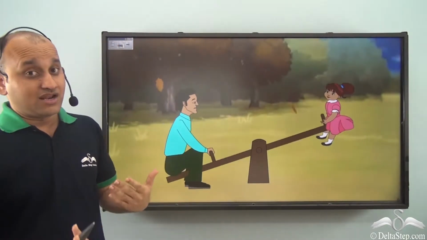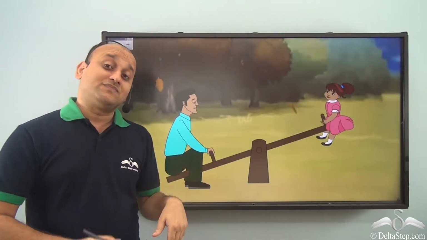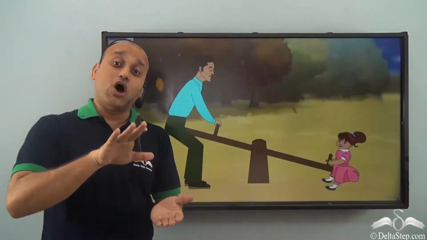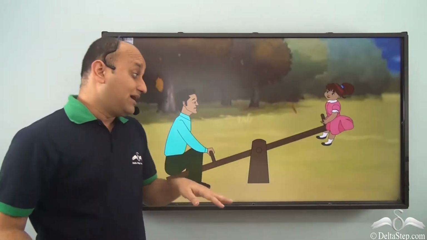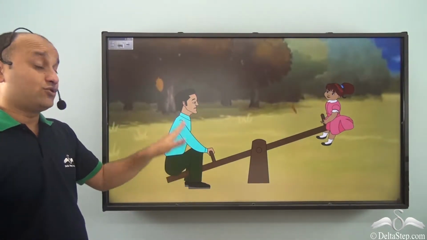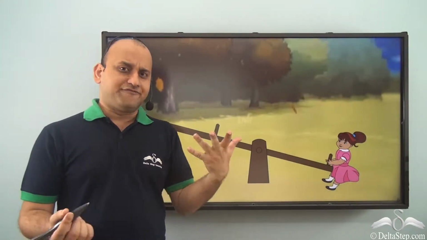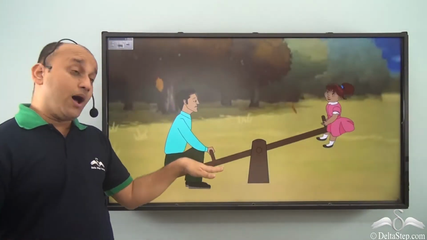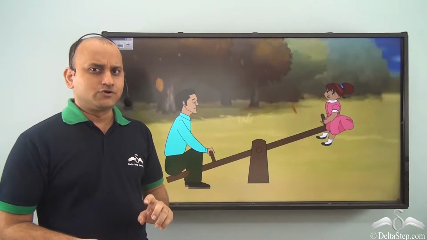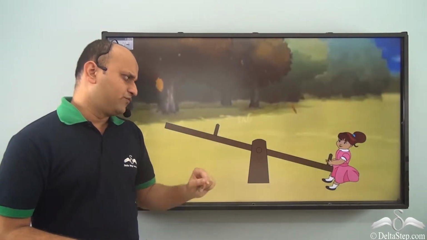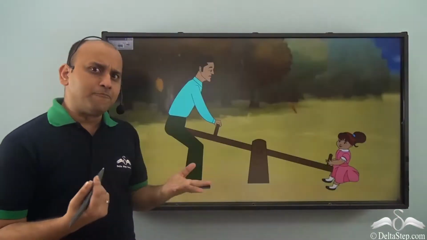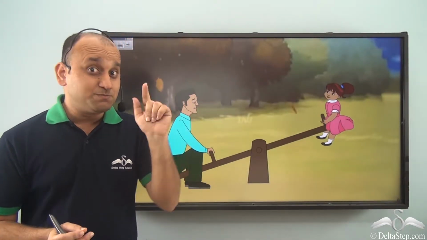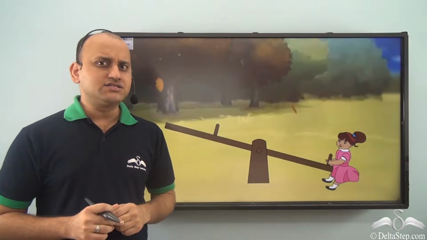So when Samira was sitting alone, Samira's side was the heavier side, so the seesaw was bending towards her. But as soon as her father sat on the other side, definitely the father is heavier than Samira. As a result, the seesaw bent towards him. So what do we see here? Well, we see a very important property of the seesaw. That is, it always bends towards the heavier side.